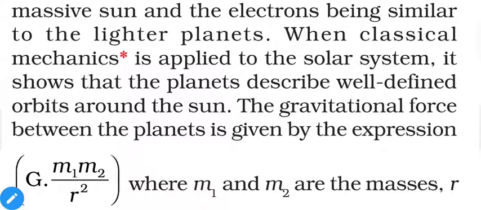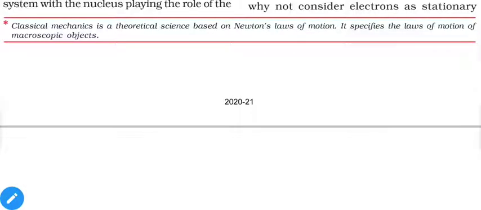So first of all, what is classical mechanics? Classical mechanics is a theoretical science based on Newton's law of motion. It specifies the law of motion of macroscopic subjects. So what is classical mechanics in a simplified manner?